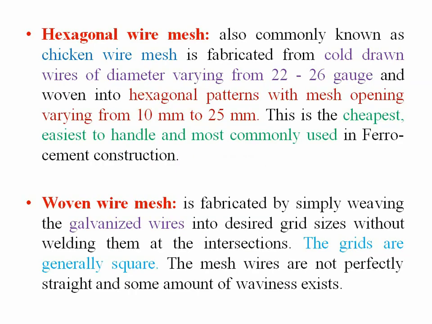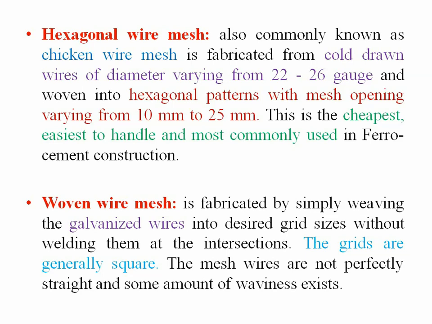Okay, and this is one of the cheapest and easiest to handle and most commonly used in ferrocement construction. This hexagonal wire mesh is the cheapest and easiest to handle, and also it is the most commonly used in ferrocement construction. So next one is woven mesh.